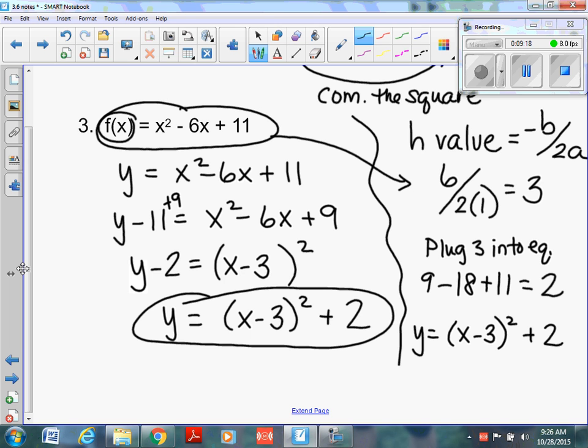Which way do you guys like? I don't know which way you guys like. Which way do you like better? The completing the square or the negative b over 2a? You like negative b over 2a? She likes completing the square? You can do whatever way you want to. It's up to you. I personally kind of like the negative b over 2a. But it doesn't matter, whichever way. I like showing you 2 different ways. So, okay.